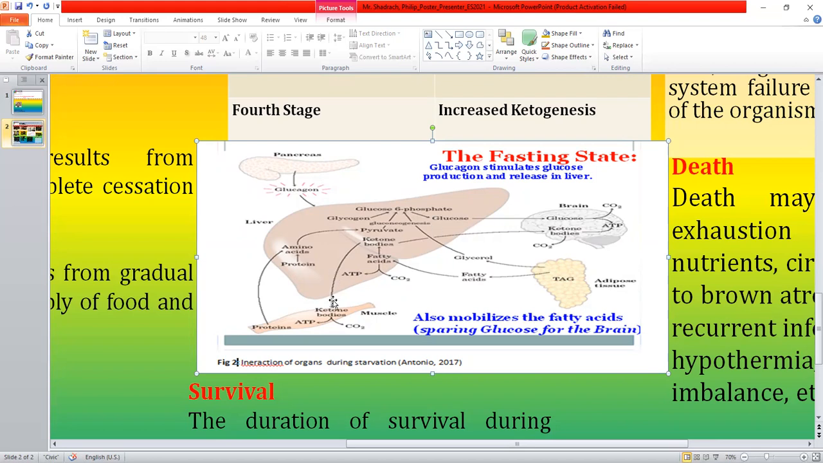When the body finishes utilizing ketone bodies, the body will switch on to utilization of proteins. Proteins that are stored in the muscle and other tissues will be broken down to amino acids. These amino acids will then be converted to pyruvate. Then pyruvate will be converted to glucose 6-phosphate. Glucose 6-phosphate will then be converted to glucose to generate energy for the body.